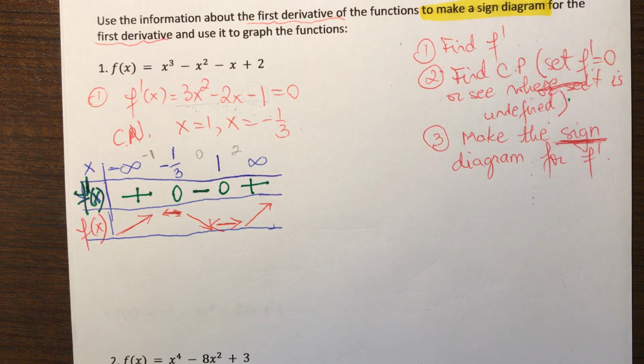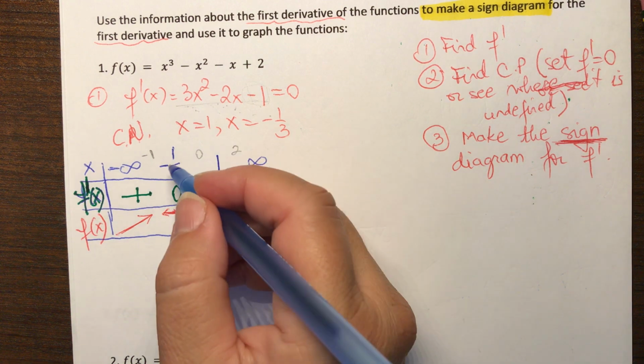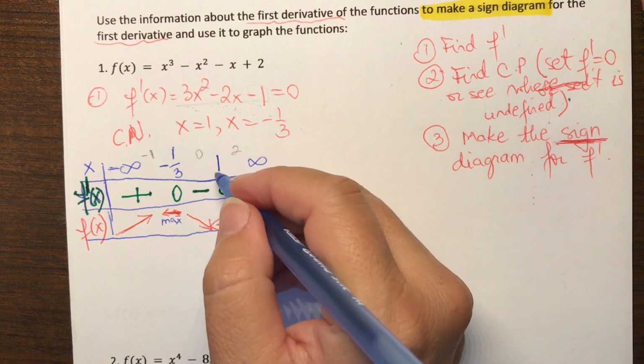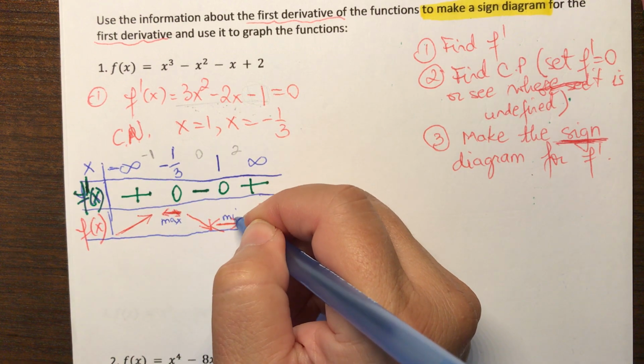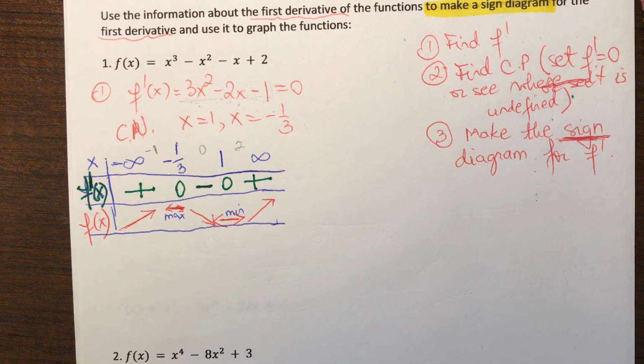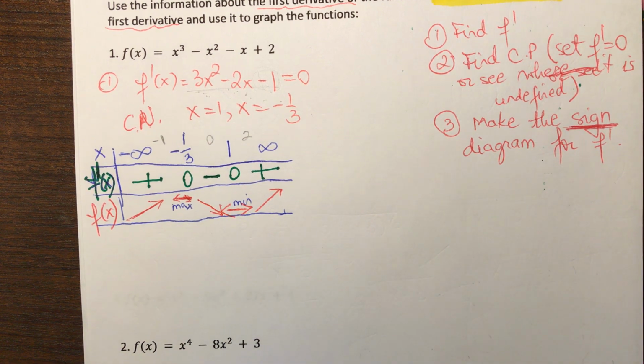So what we found from just the sign diagram is that what? At negative 1/3, we're going to have a maximum point, yes? At positive 1, we're going to have a minimum point because the graph first goes up, down, and then back up again. So we already know the shape of this graph. That's it.